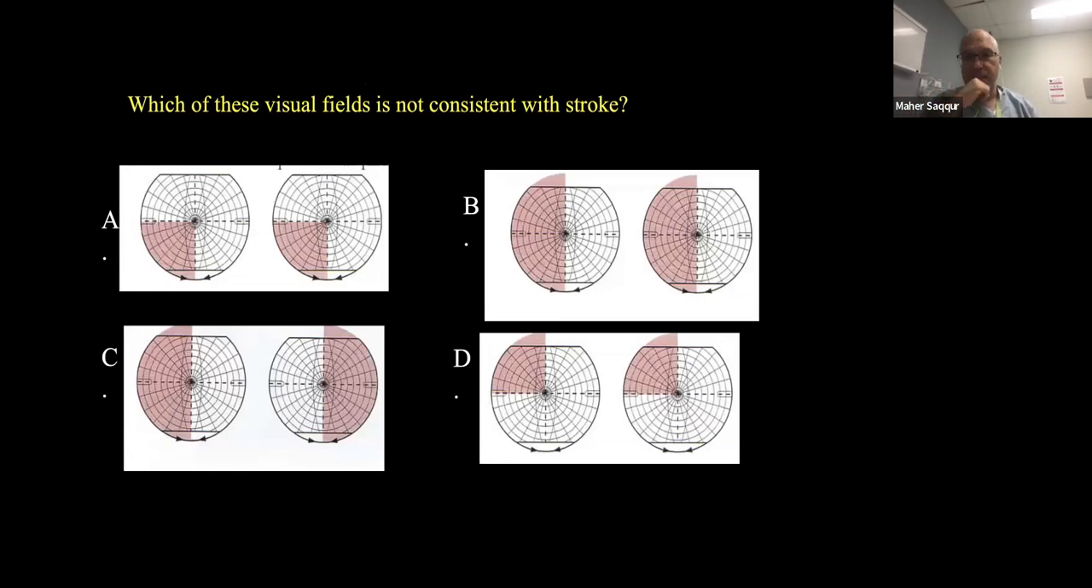And here's an example. Which patients do you think out of all of these have a stroke? And which one is not consistent with stroke? So this patient has a right inferior homonymous quadrantanopia. This patient has a right homonymous hemianopia. This patient has a bitemporal hemianopia. And this patient has a left upper homonymous quadrantanopia. Which one is not consistent with stroke?